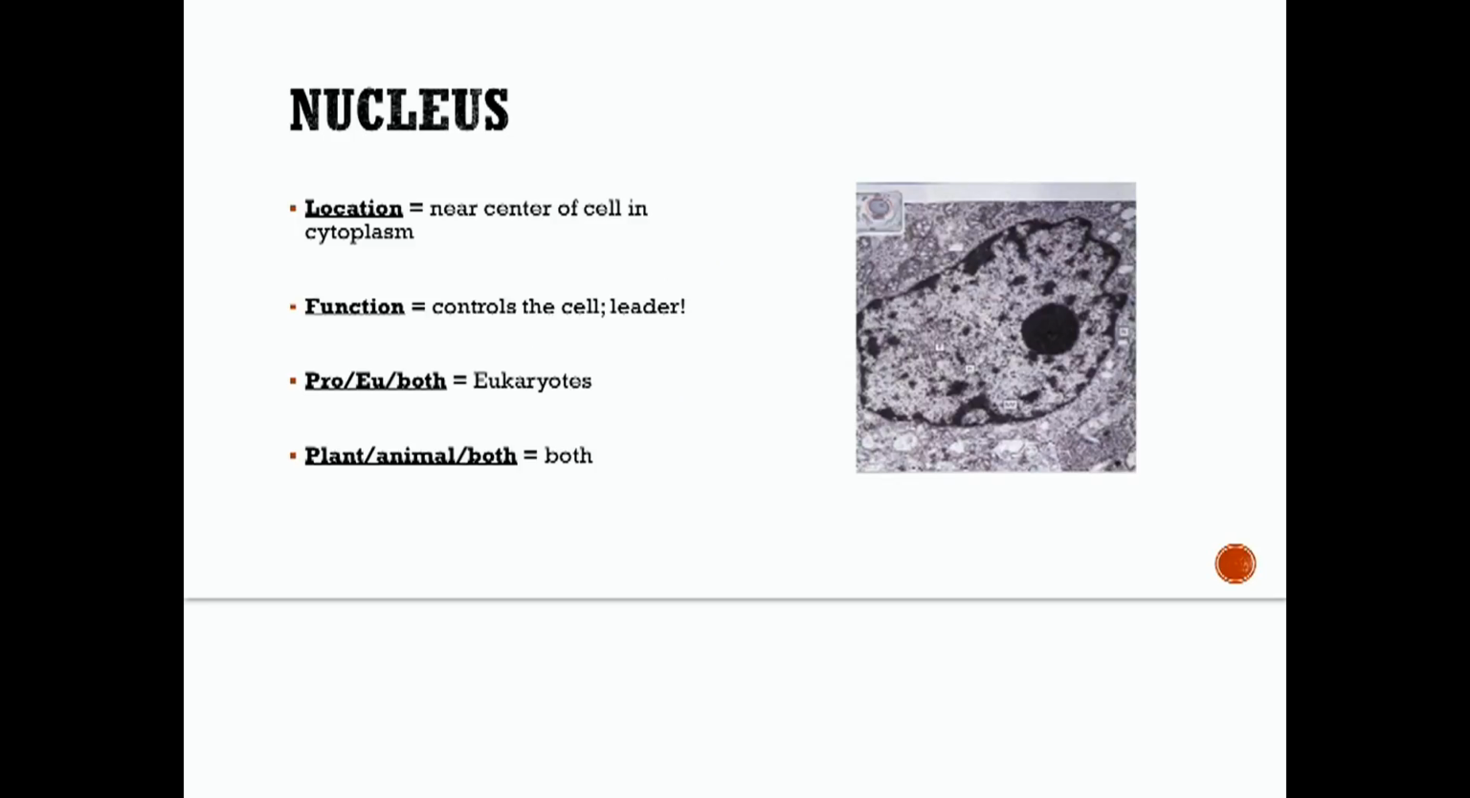The boss, the nucleus. Its location is near the center of the cell in the cytoplasm. Its function, it controls the cell. It's the leader. This is the city hall, y'all. It controls all the activities in the city. You can find it in just eukaryotic cells. Remember, you carry a nucleus. And both plant and animal cells will have a nucleus.